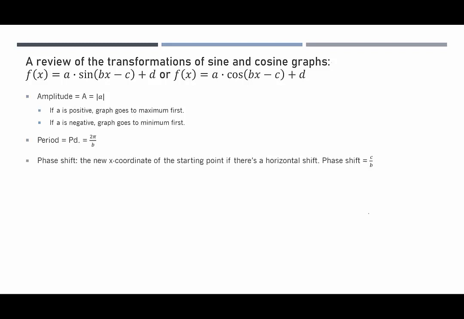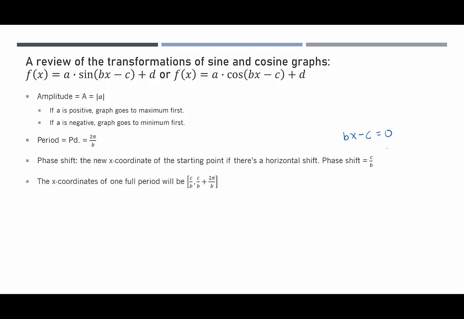We also have the idea of a phase shift. This would be the new x-coordinate. This is the horizontal shift of the graph, which would be c over b. So we've talked about this before, where it's taking what's inside the function and setting it equal to 0, because we know sine of 0 is 0. We know cosine of 0 is 1. That helps us figure out the other points along the way. If you solve for x here, you'll end up with c over b.